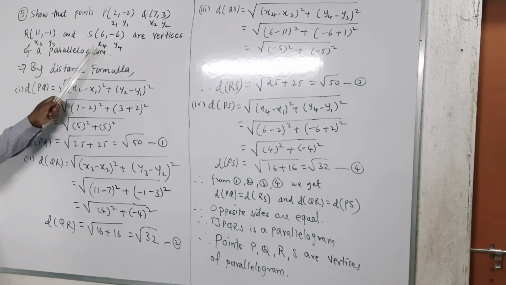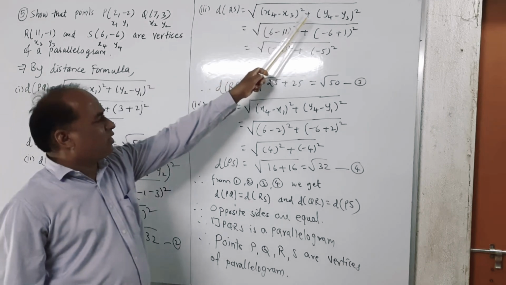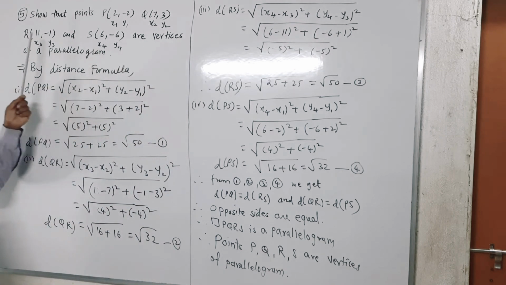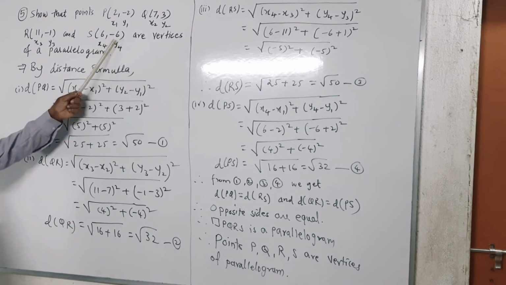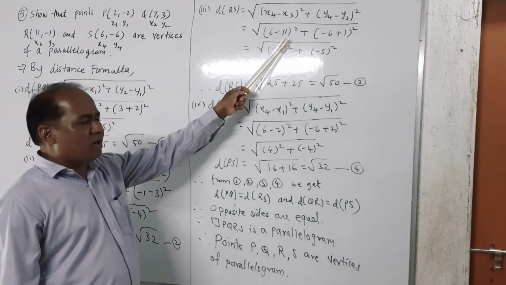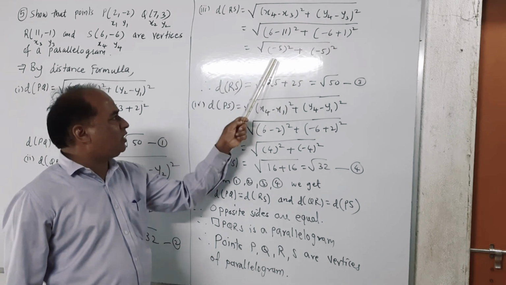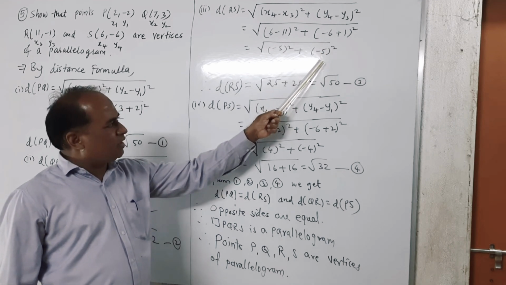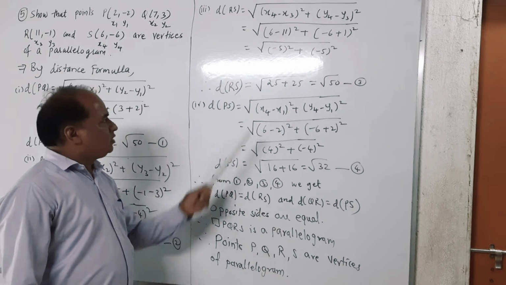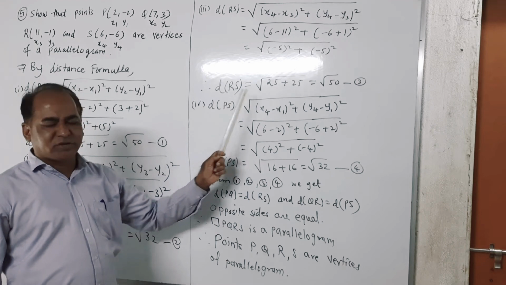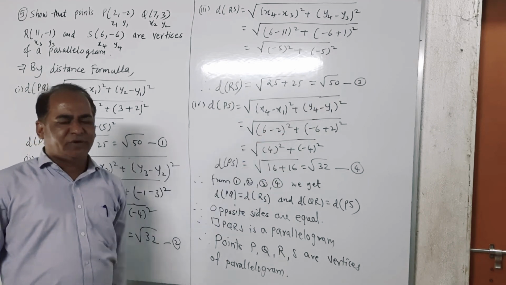Now also finding the distance RS. By distance formula, distance RS is equal to x4 minus x3 square plus y4 minus y3 square, that is x4 is 6 minus 11 square plus minus 6 minus 1, that is 6 minus 11 is minus 5 square, and minus 6 minus 1 is minus 7... so as shown, 5 square. So minus 5 square is 25 plus 25. So distance RS is equal to under root 50.